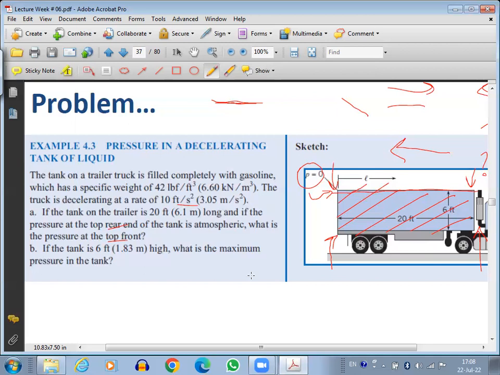It will not be at the top. It will always be at the bottom. Okay. Because the tank is decelerating, it will be the bottom front end. If it was accelerating, then it would be the bottom rear end. Okay. अच्छा, we have not yet started solving the example.